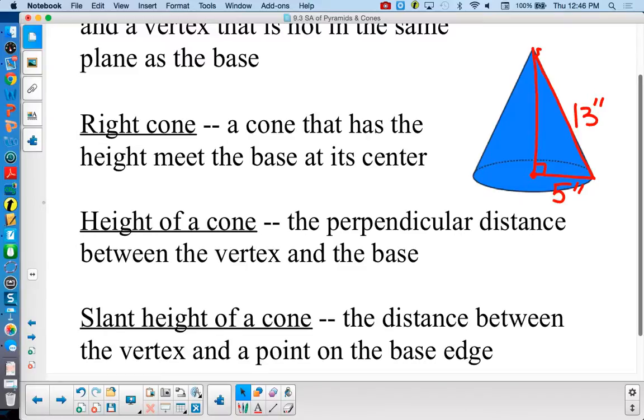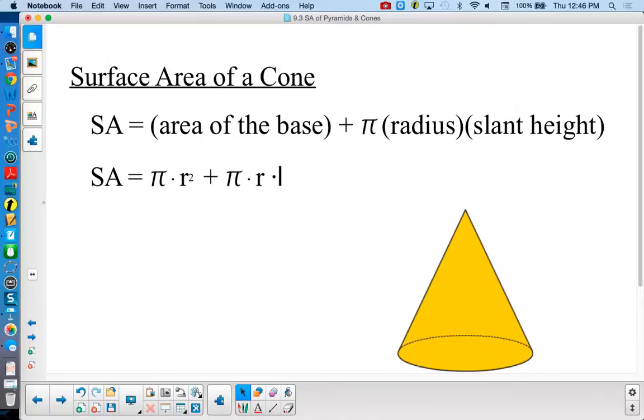And I'm going to flip the screen. If I need to, I'll go back. But here's the formula that I wanted to use. Surface area of a cone: pi r squared plus pi r L.